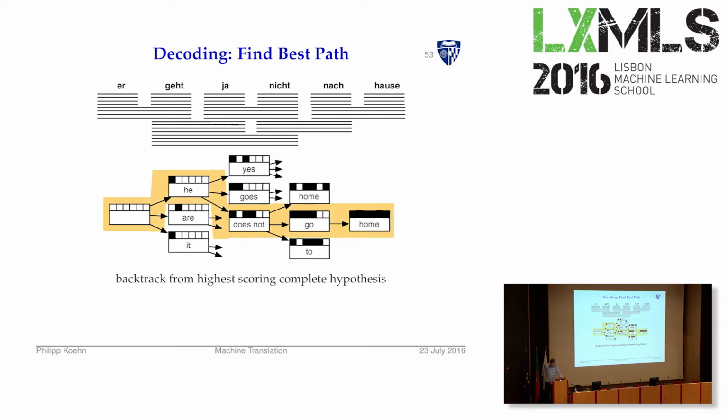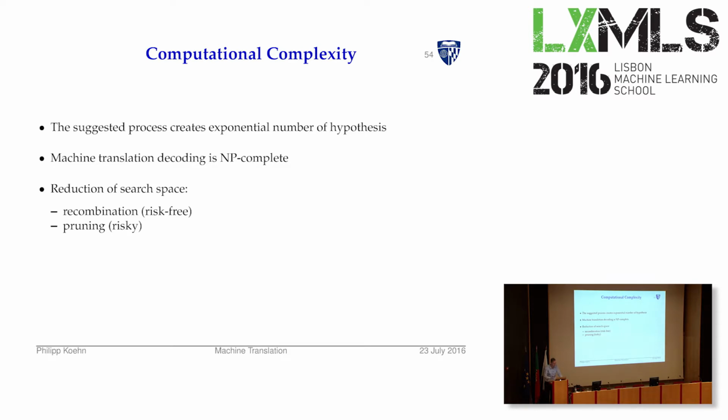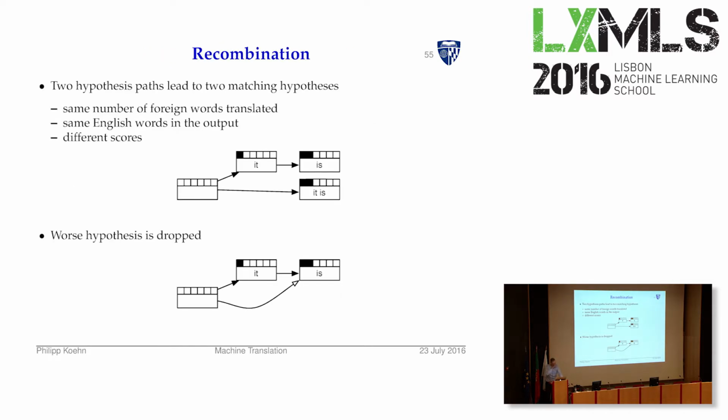Okay, so what are we going to do about it? So we're going to do two things. One is we're going to make the search space a little bit more compact by doing recombination, which is risk-free, so we're not losing anything. And then we finally just take the chainsaw to it and prune some stuff out that just clutters up the search space. So the idea of recombination is that there might be two different ways to reach basically the same point.